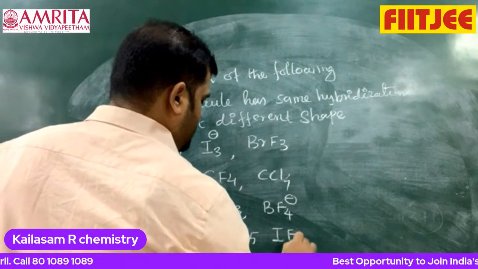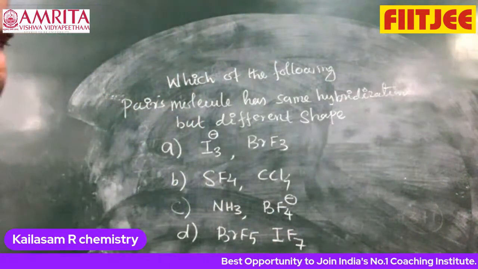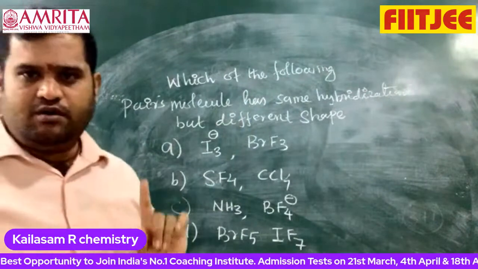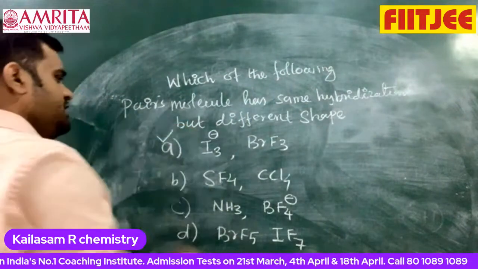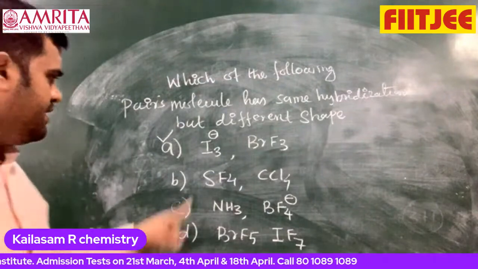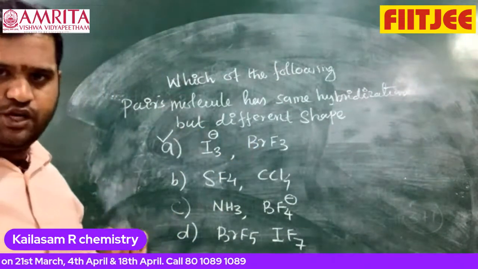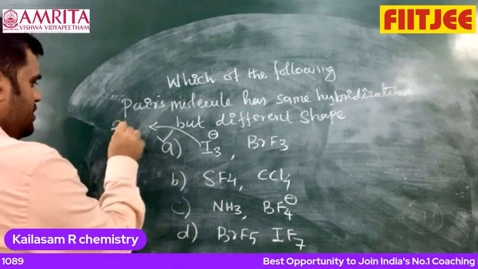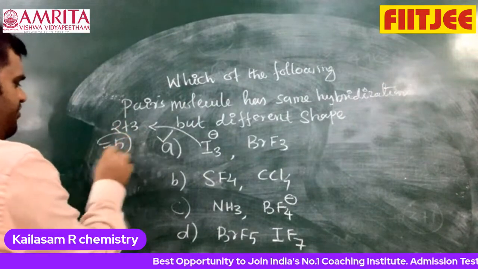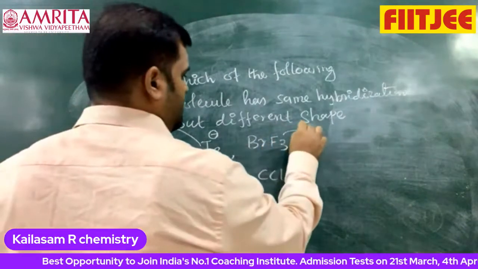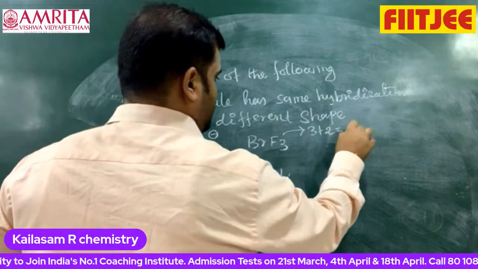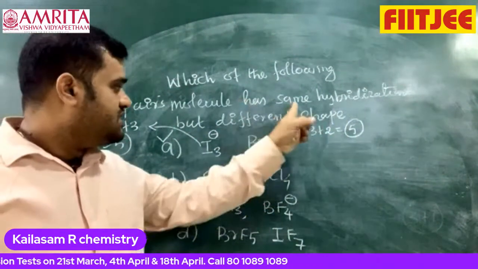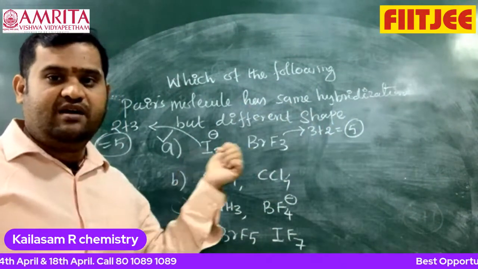Ladies and gentlemen, which pairs of molecules have the same hybridization but different shape? Our answer is A. Why is A the answer? If we take I3 minus and BrF3, going with our method, you may get 5 electron pairs. Here it is 2 plus 3, here it is 3 plus 2. They have the same hybridization sp3d, but linear and T shape.